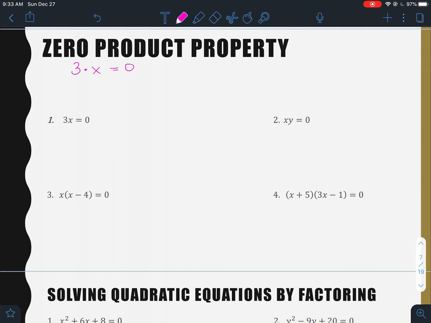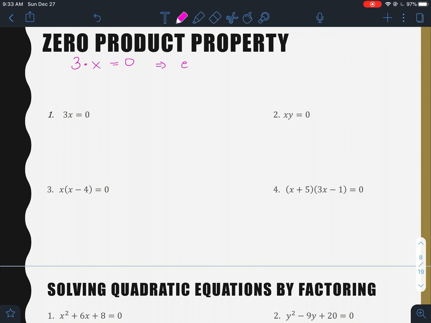The zero product property says that if you multiply two terms together, so like 3 times x, and the answer is 0, it's telling you that at least one of the terms that you are multiplying has to be 0. So that means that either 3 is equal to 0 or x is equal to 0 for that to be a true statement. Well, 3 can't equal 0, so that means that x is equal to 0.